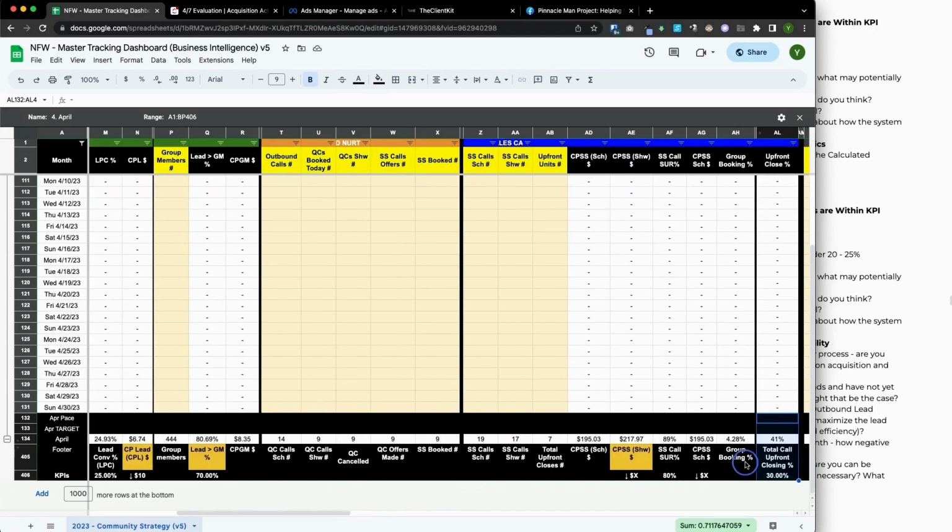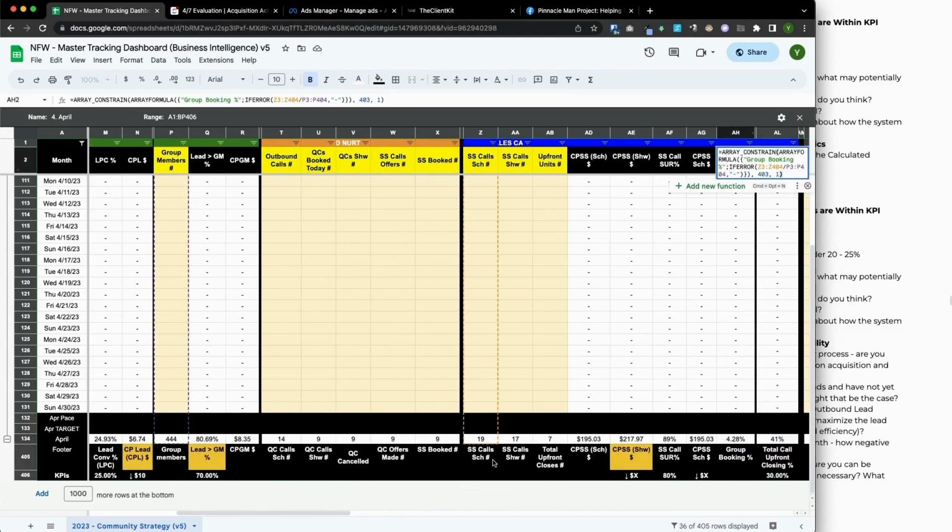The group booking percentage is the number of calls scheduled divided by the number of group members, right? So I've had 19 calls scheduled, but I've had 444 people join my group. That's a big drop off there. If 444 people joined my group this month and I've only had 19 calls scheduled, something's wrong. That's something I would dive into and ask, why are we not getting enough calls scheduled? What's actually happening there?